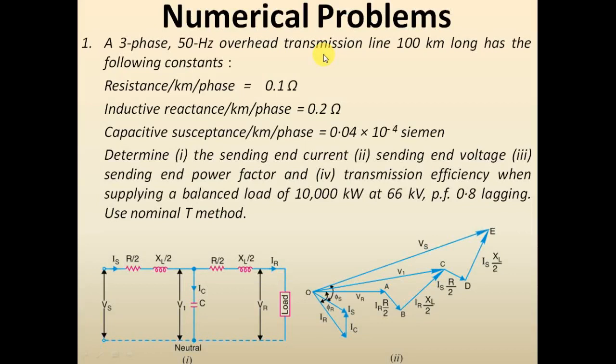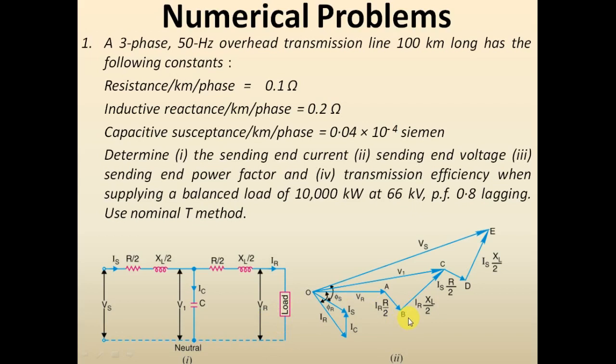Next, we are going to see a numerical problem associated with the nominal T method of medium transmission line. Whenever such problems are asked, let it be in the case of short transmission line, medium transmission or long transmission lines, the very first thing you have to draw is its equivalent diagram, and then you must draw its vector diagram also. You don't need to learn this vector diagram and equivalent circuit by heart. You just need to understand it. If you know how to draw the equivalent circuit, then definitely you will be able to obtain the vector diagram from the equivalent circuit itself.